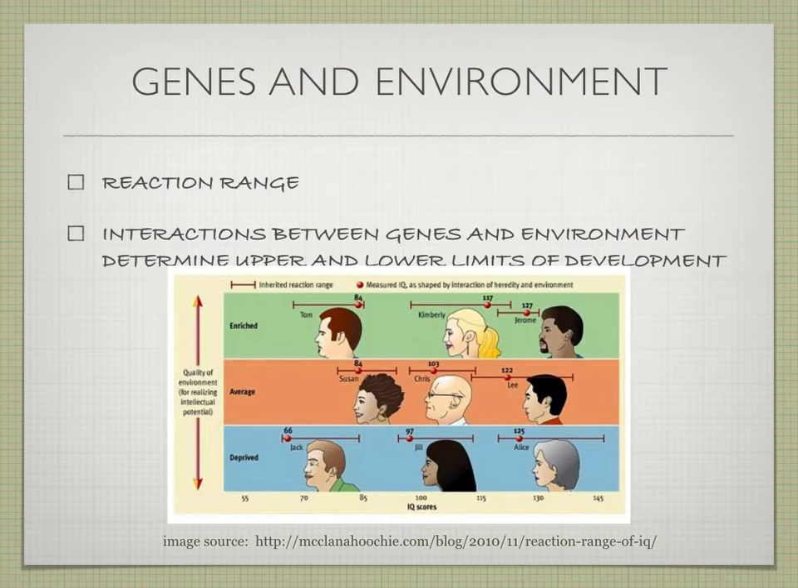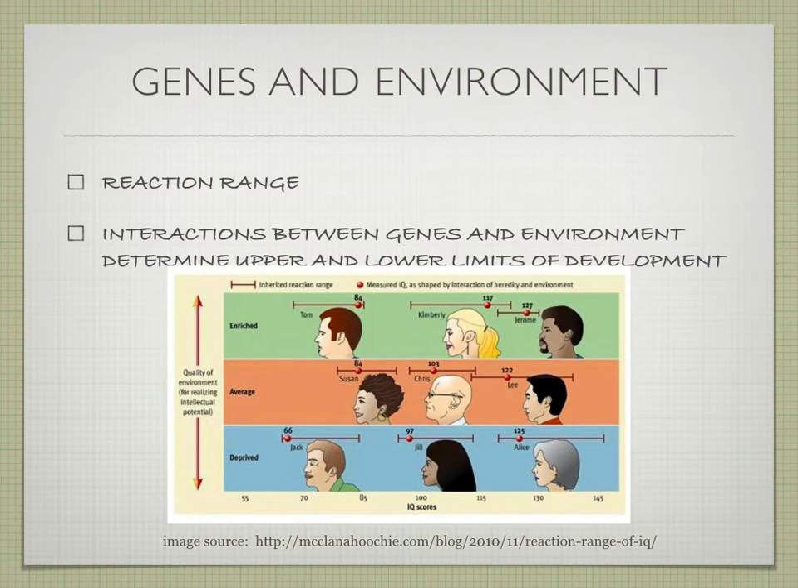Whereas Susan, Chris, and Lee in the orange stripe are towards the middle or the average of their reaction range because they are in an average quality environment for intellectual potential. Whereas the individuals Tom, Kimberly, and Jerome are in the enriched environment. They're all towards the upper end of their reaction range. So again, the reaction range for each individual is inherited. That's in the genetics. What determines where in that range someone is, is the environment.